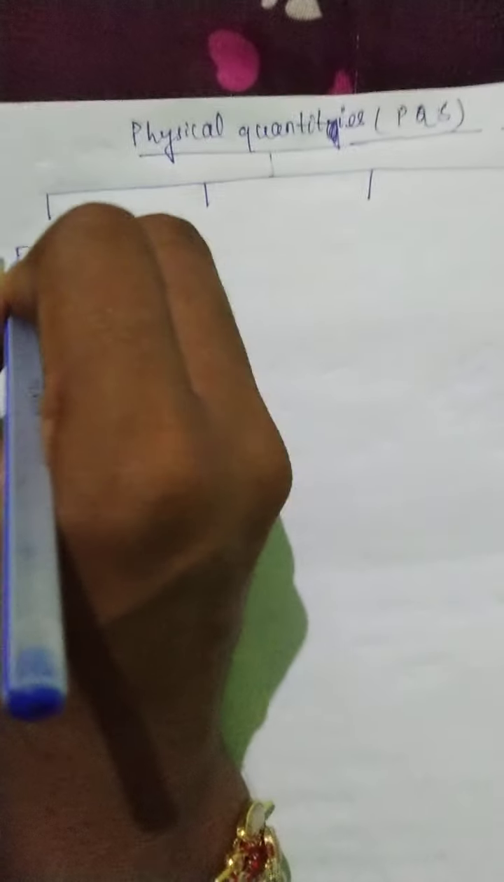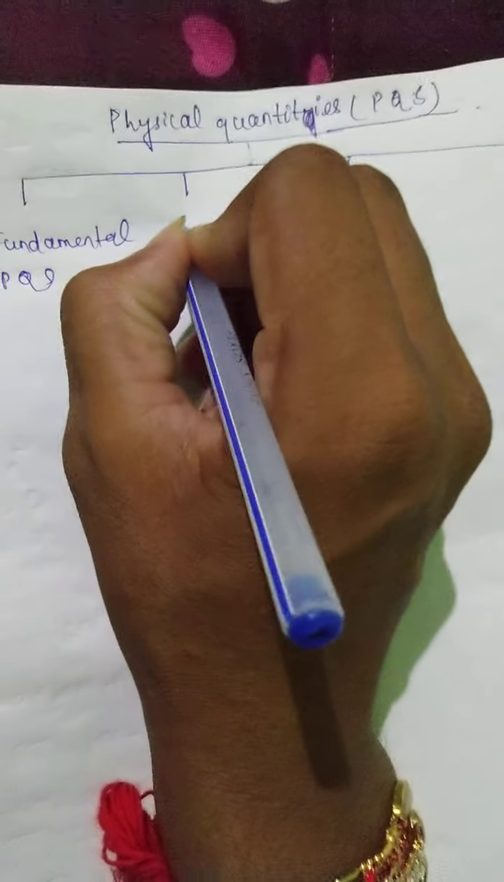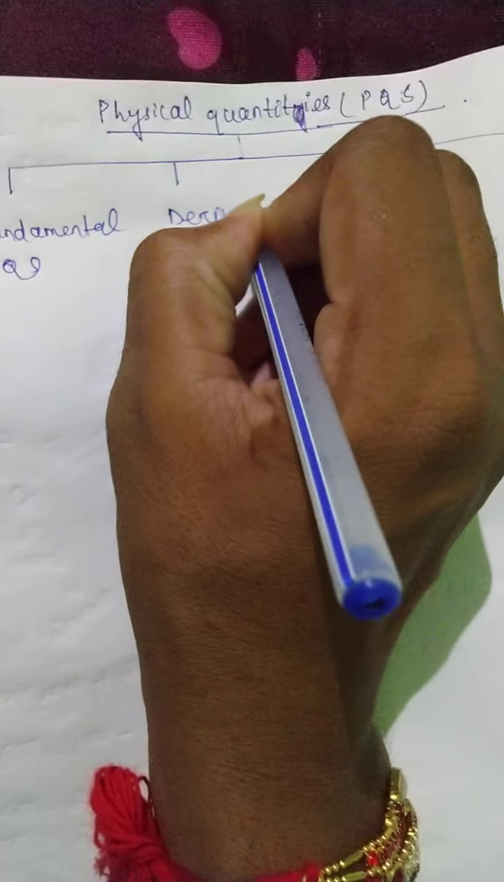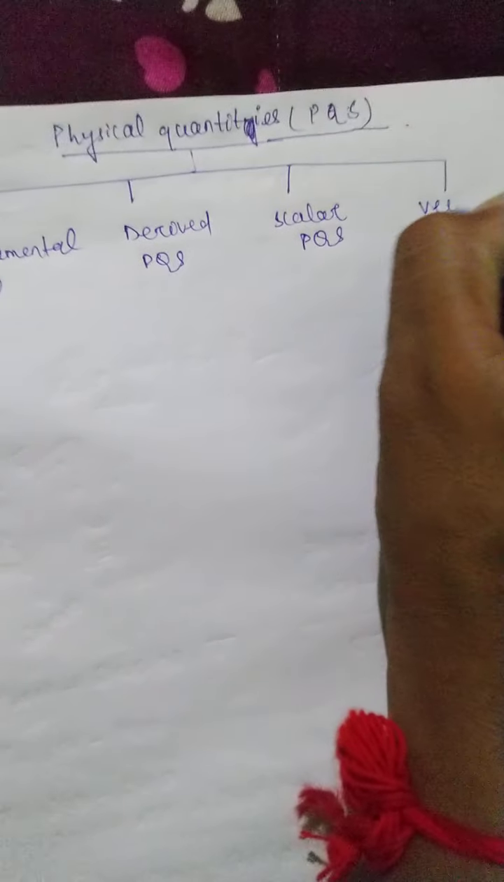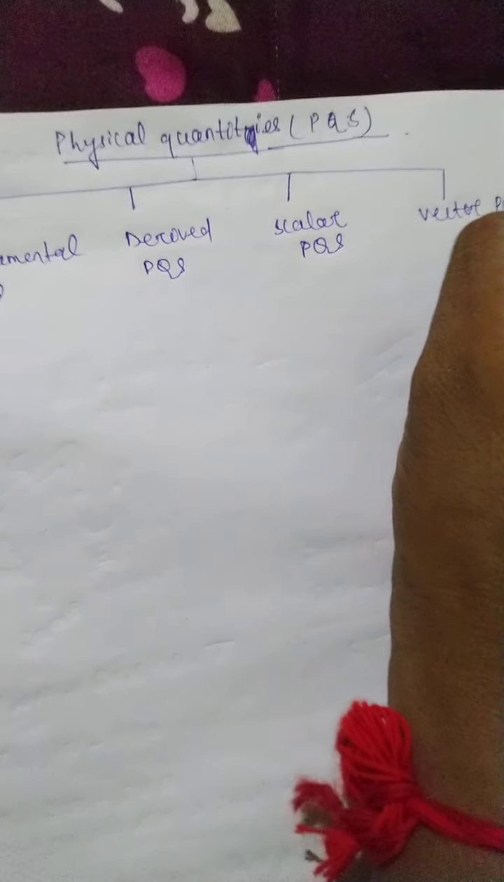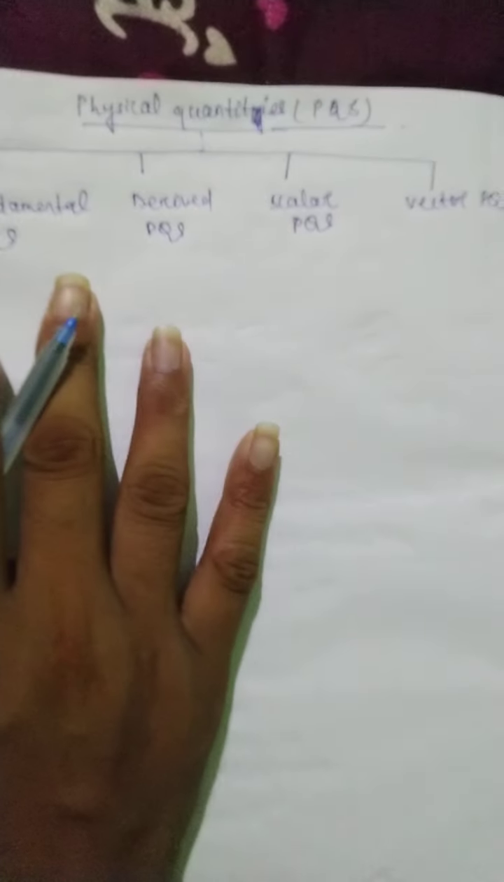It is of four types. First, fundamental physical quantities, then derived physical quantities, then scalar physical quantities, then vector physical quantities. These are the four types of physical quantity.